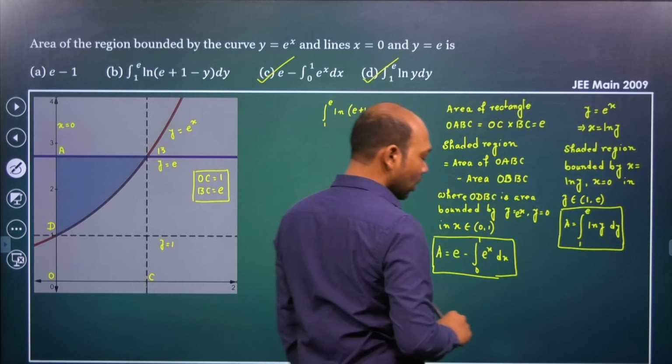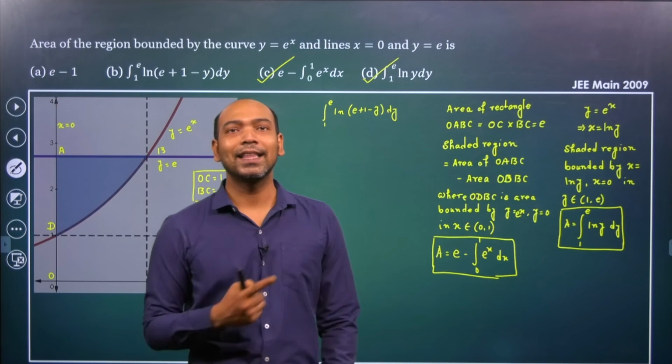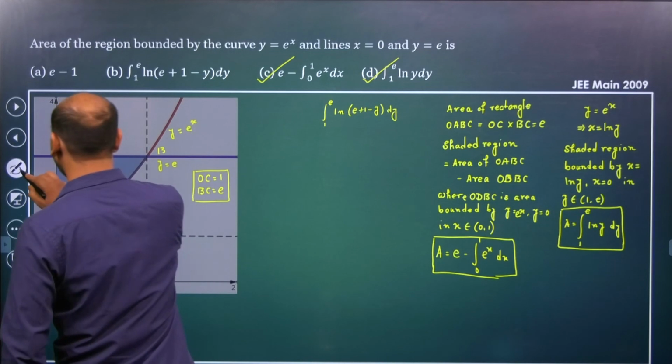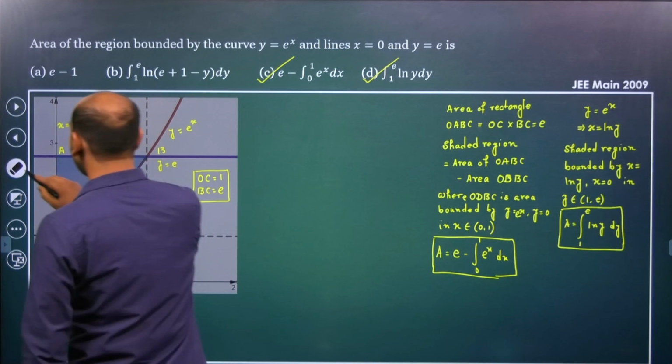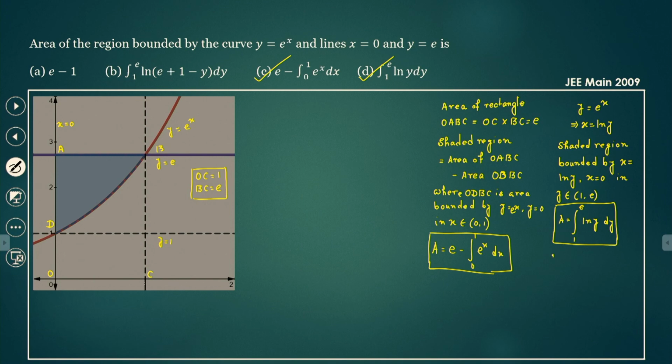Now, we can easily see that this is the area we are talking about. Why? Because if we apply the limit, we already know a property of integration. Let's recall that property. The integration of a to b of f(x) dx can easily be written as the integration of a to b of f(a plus b minus x) dx.